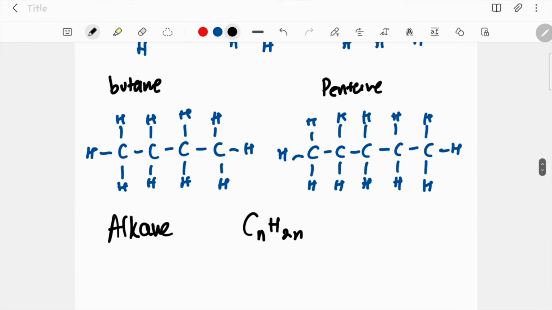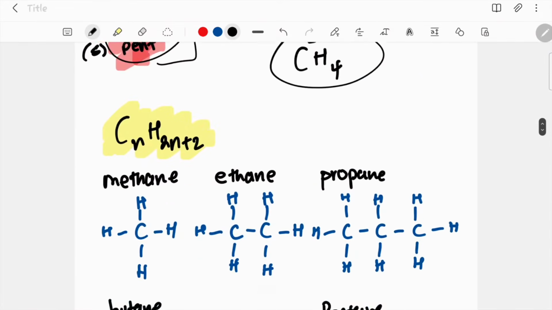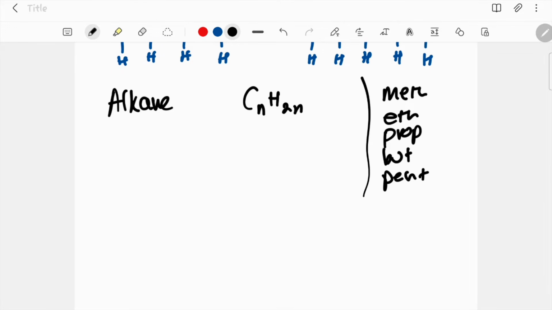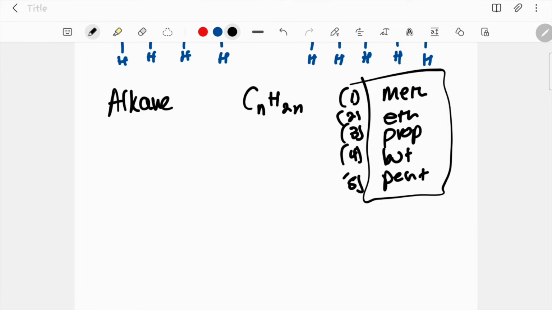CnH2n. Okay, for alkane it was CnH2n plus 2. Here it's CnH2n. The same structure: meth, eth, prop, but, and pent. It follows the same structure. All of the functional groups in organic chemistry, like carboxylic acid, alcohol, they all follow this order. 1, 2, 3. This is the number of carbons. It all follows this order.